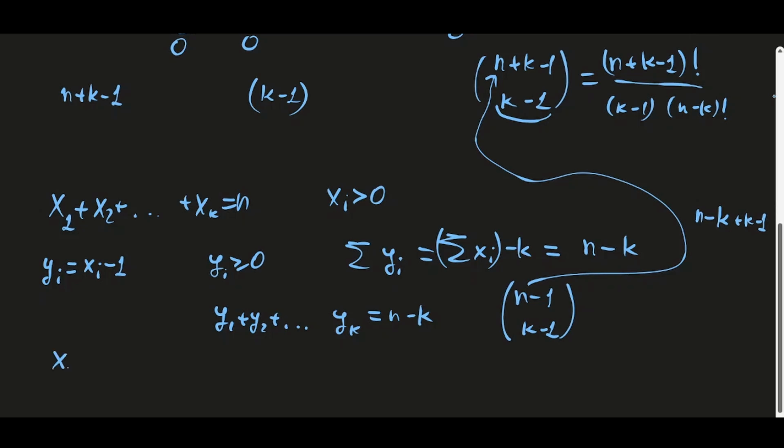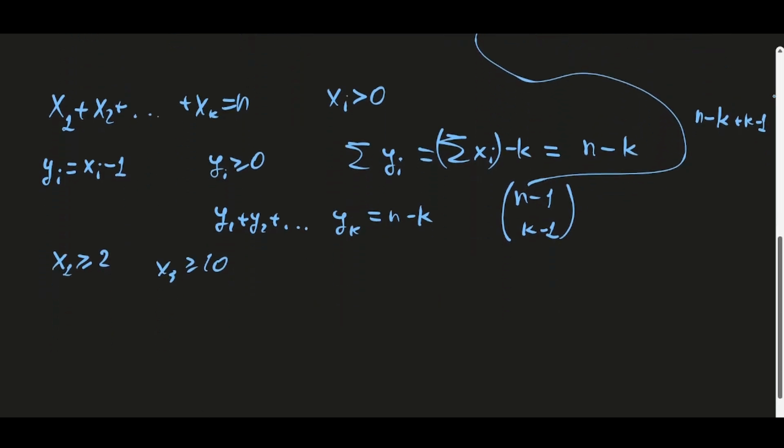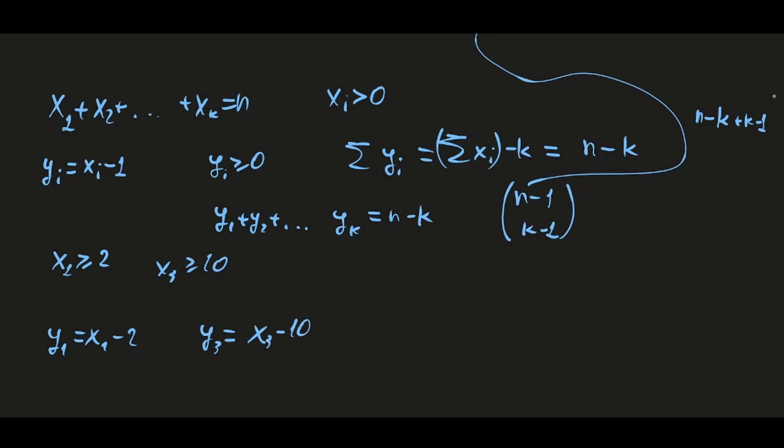Sometimes we may have additional restrictions. For example, x1 may be greater or equal to 2, and x3 may be greater or equal to 10, and so on. This is almost the same idea. We can just take y1 equals x1 minus 2 to make this a non-negative integer, and similarly for y3 take x3 minus 10, and do the same process for every restriction.